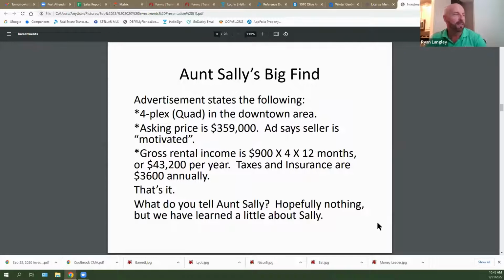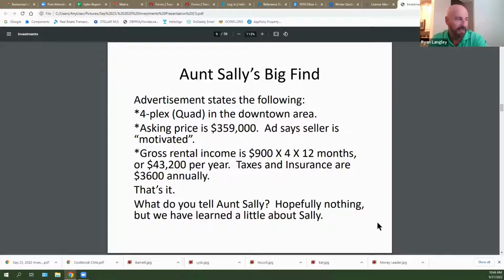So here's Aunt Sally's big find. She shows it to you. The advertisement for it states the following: a fourplex, a quad in the downtown area. Asking price, $359,000. Ad says seller is motivated. Gross rental income is $900 per unit times the 4 units times the 12 months for $43,200 per year. Taxes and insurance are $3,600 annually. That's all you know. What do you tell Aunt Sally?